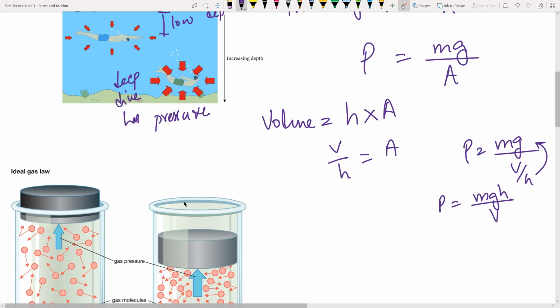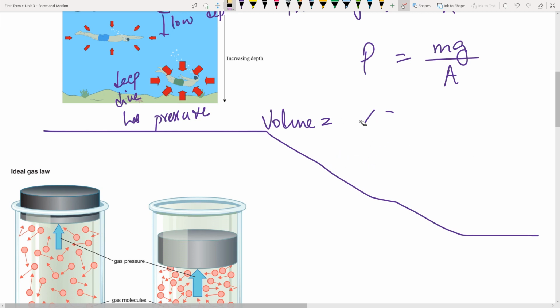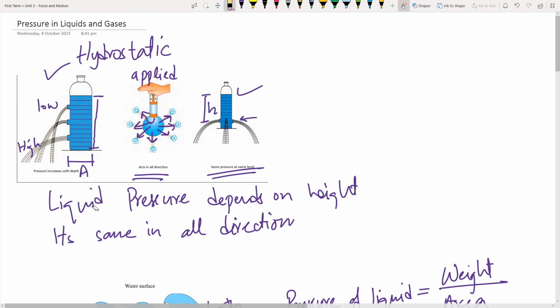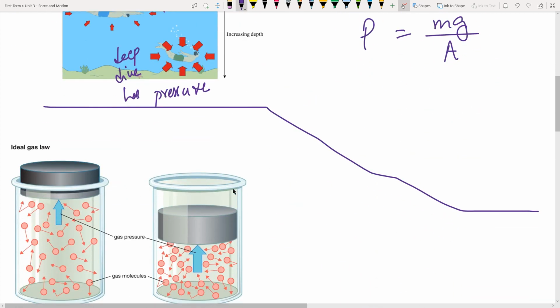So moving on, this was about liquid pressure. I'm not going to go into detail because the mathematical version is not supposed to be there in your work. I just gave you these ideas to let you have a little understanding of how it works in mathematics. But you just need to remember this as a fact: liquid pressure depends on height and area, and it is the same in all directions. These two points are really important that you need to understand. Other than that, you don't need that.